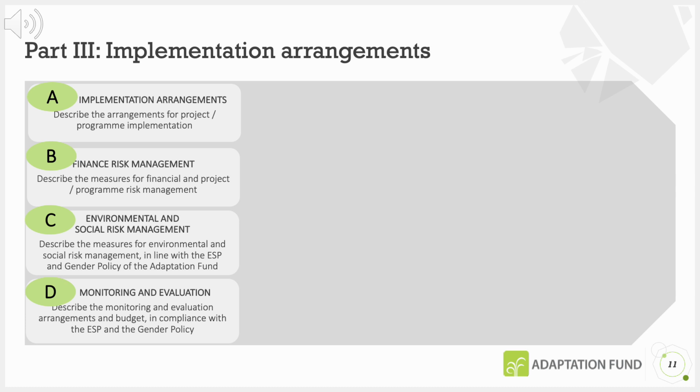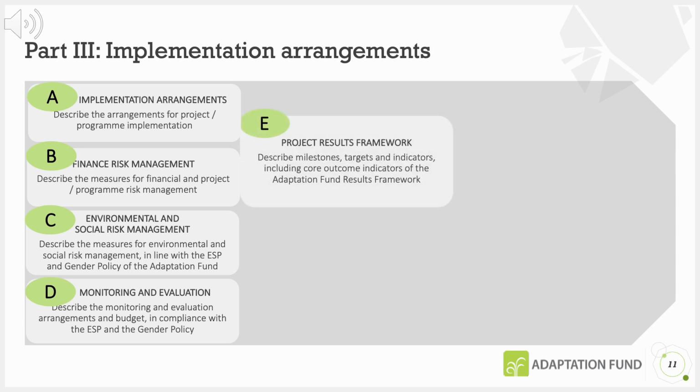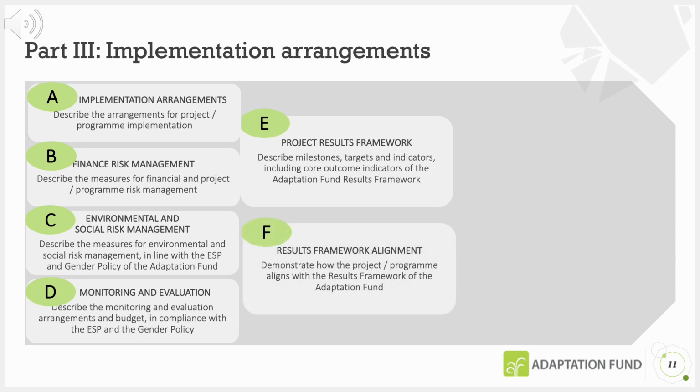E. Section E is the results framework for the project proposal, including milestones, targets, and indicators. Include one or more core outcome indicator of the Adaptation Fund's results framework and ensure compliance with the gender policy of the Adaptation Fund. F. Demonstrate how the project or program aligns with the results framework of the Adaptation Fund.